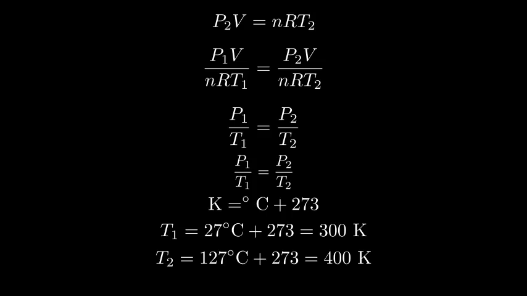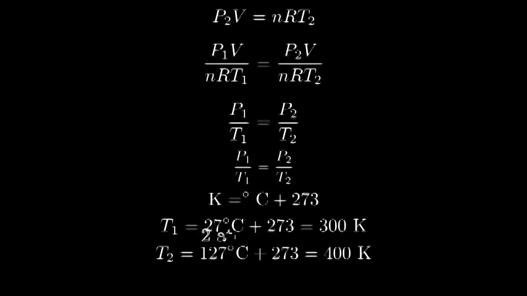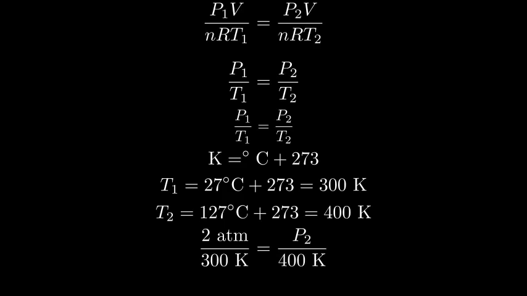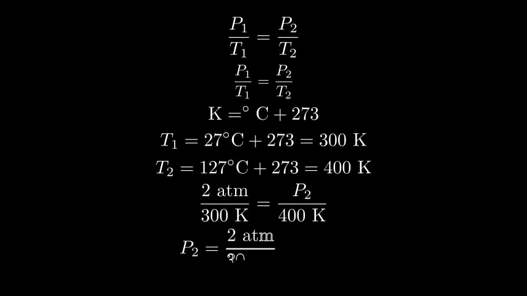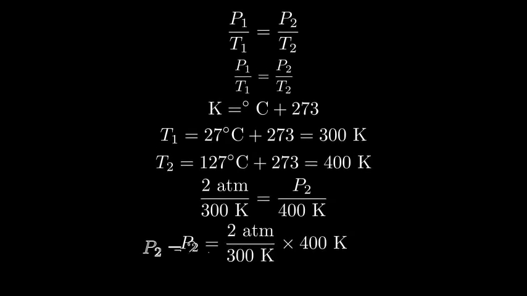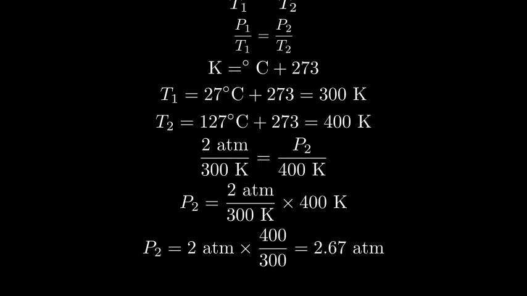Now we can plug our values into our equation. We have 2 atmospheres over 300 Kelvin equals P2 over 400 Kelvin. Solving for P2, we multiply both sides by 400 Kelvin. This gives us P2 = 2 atmospheres × 400 / 300, which equals 2.67 atmospheres.